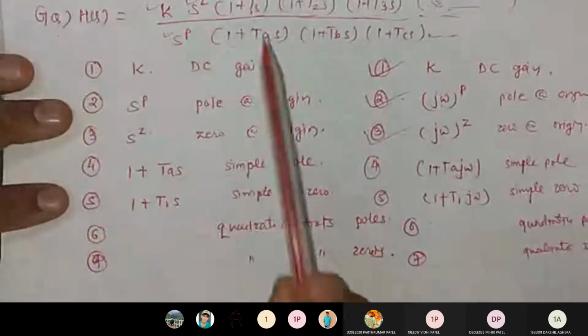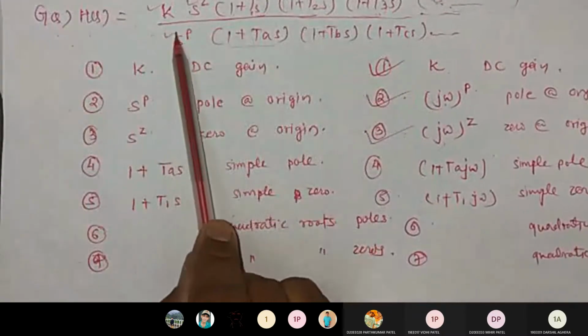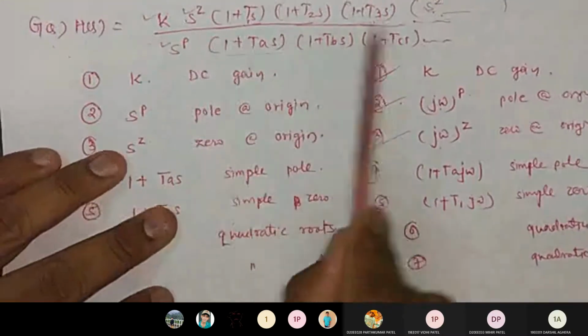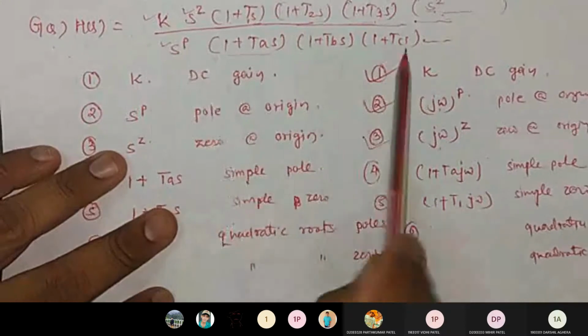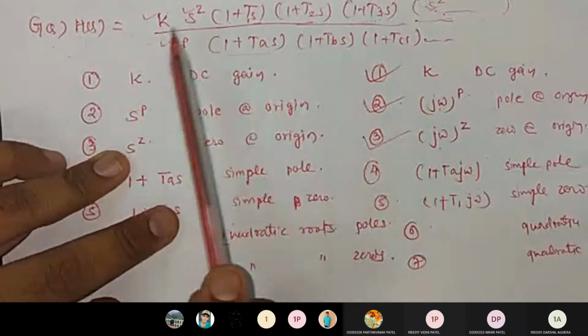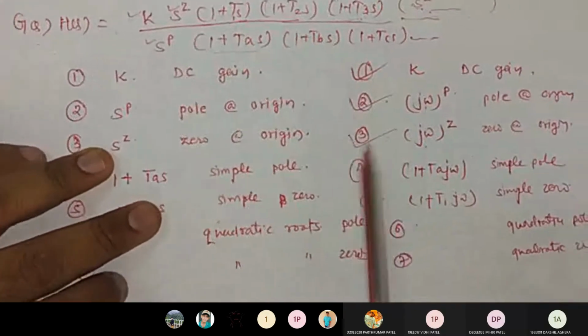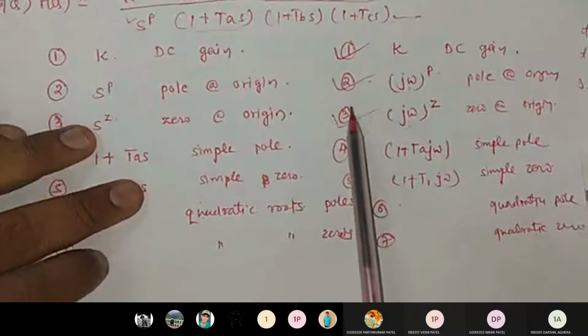For the Bode plot, we have taken this standard form, that is nothing but G(s)H(s) is equal to K s raised to Z, (1 plus Ts), that is nothing but the zeros, s raised to P. Okay, so this is your standard form in which you are going to plot the Bode plot. So these are the factors which are affecting the Bode plot.